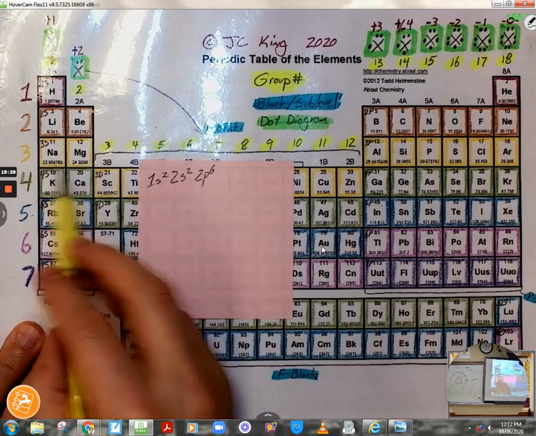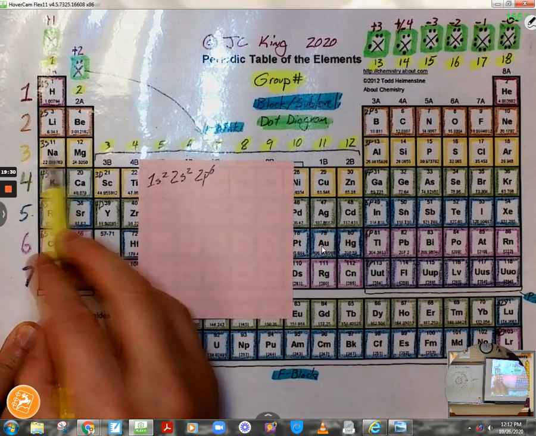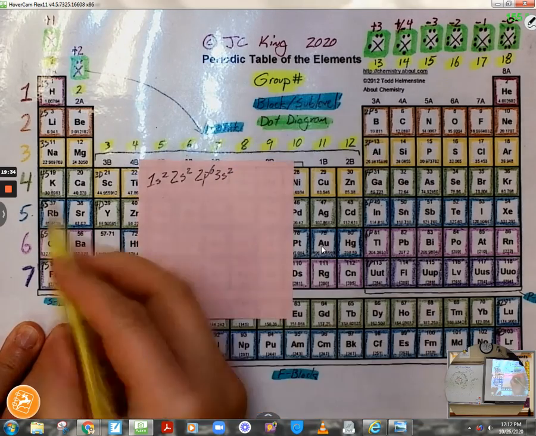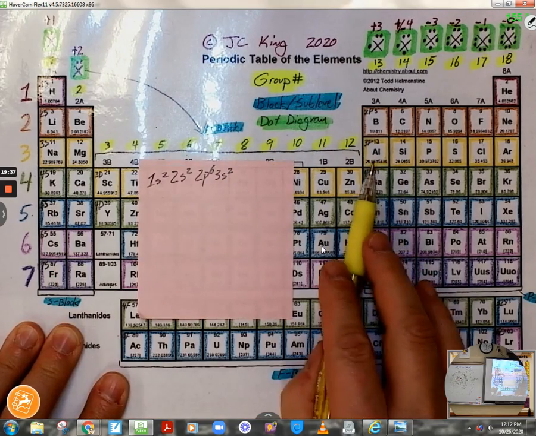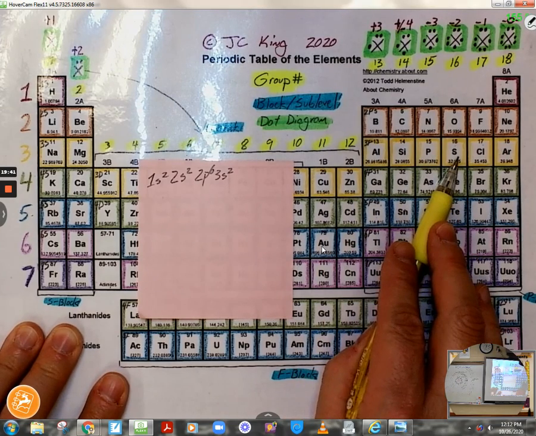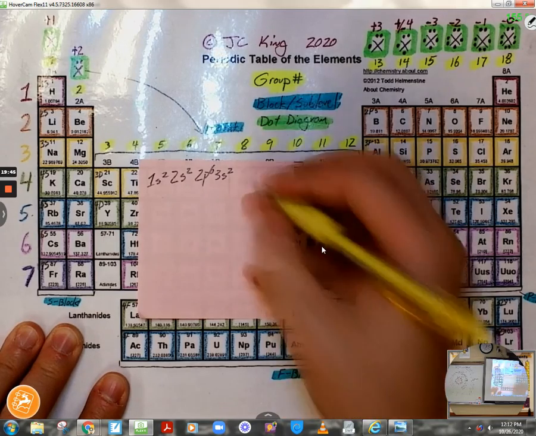Now I'm going to come down to 3, there's 3s, I'm going to hit 2 right there, and I'm still going, so it's going to be 3s2. Now I'm going to come to 3p, and it's 1, 2, 3, 4. Let's get over to sulfur. So for this, I'm just going to write 3p4.